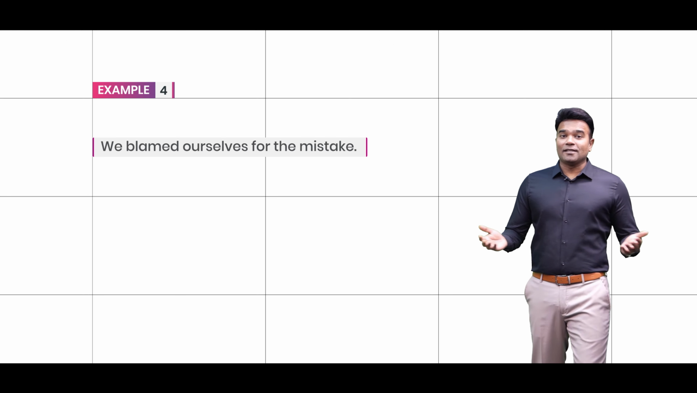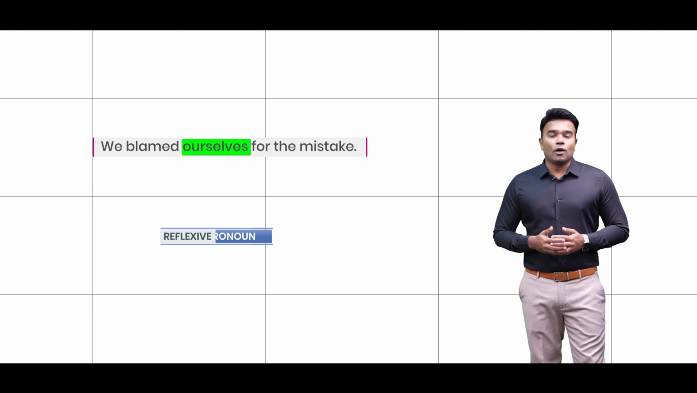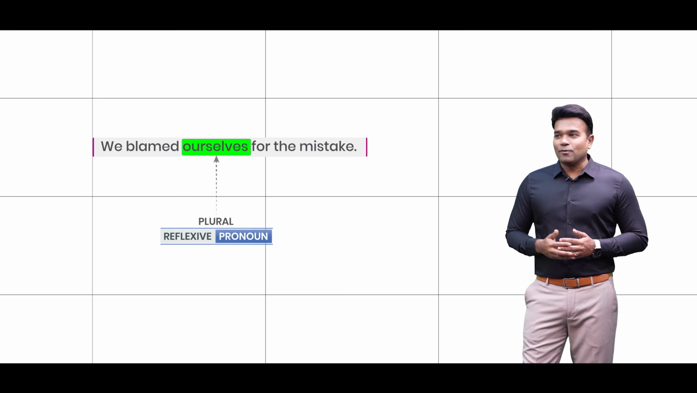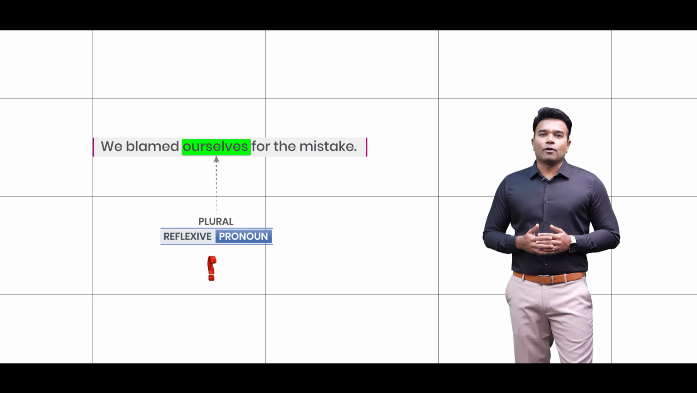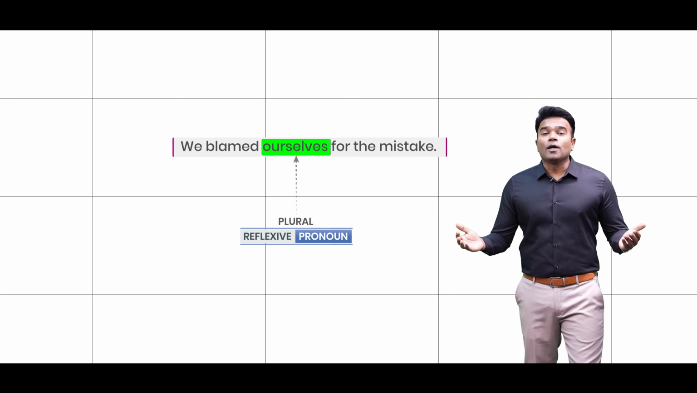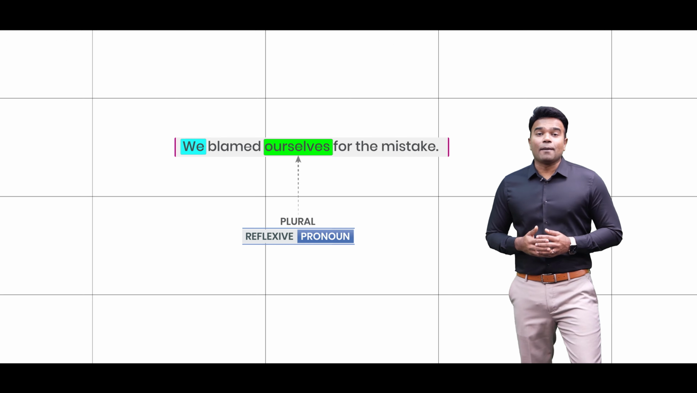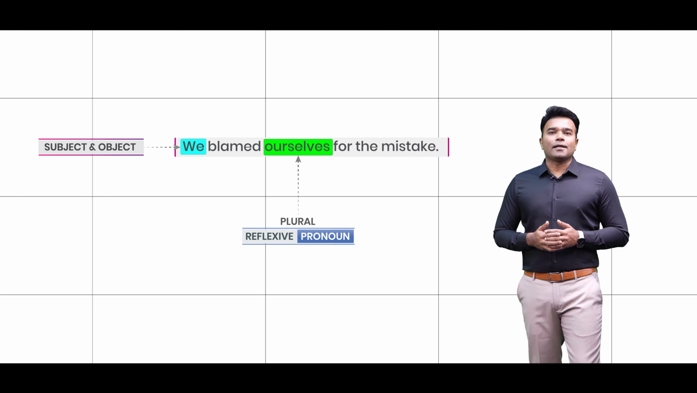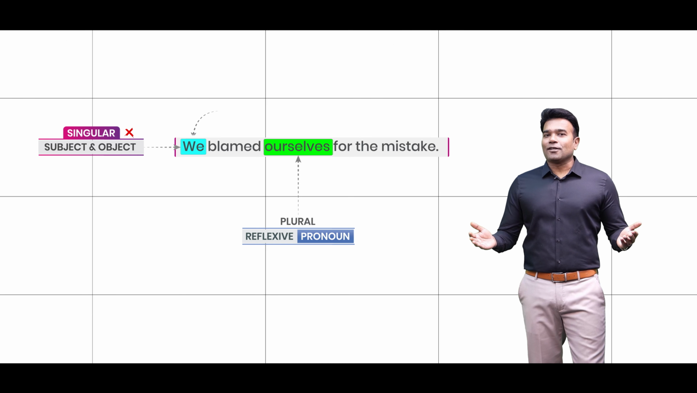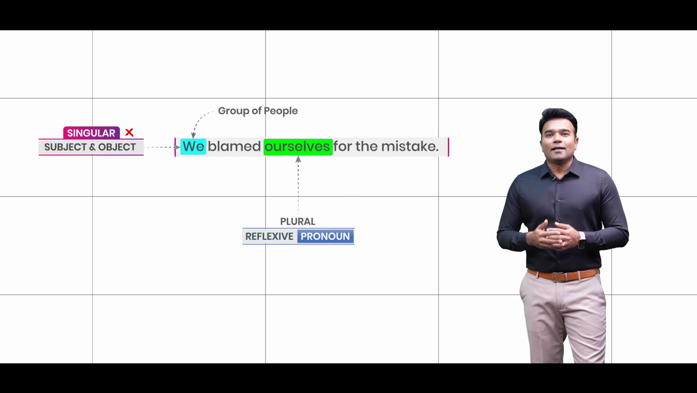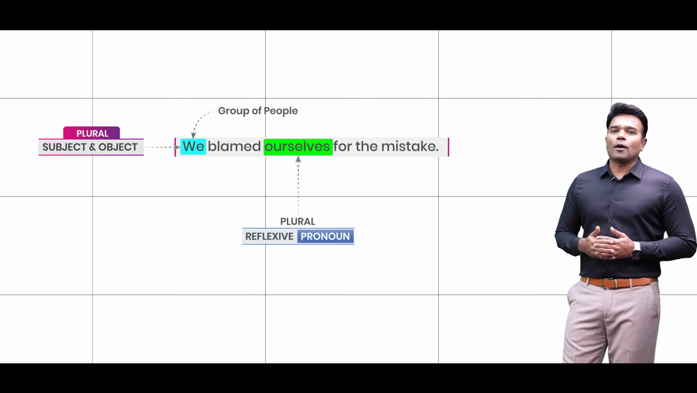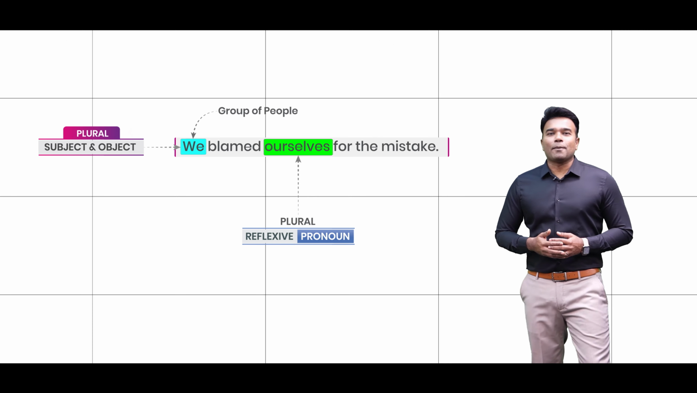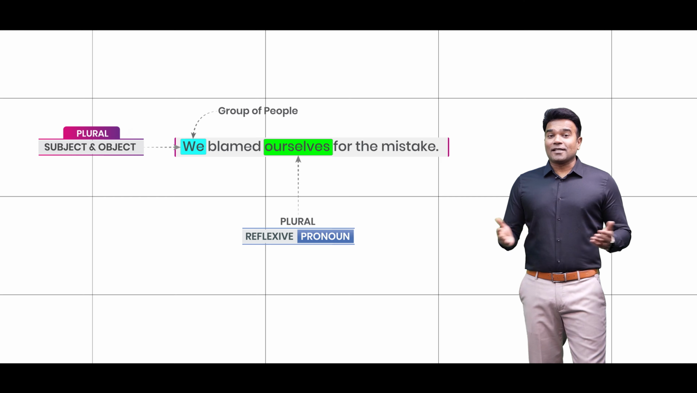Well, in this sentence, ourselves happens to be a reflexive pronoun, but it is not a singular reflexive pronoun. Rather, it happens to be a plural reflexive pronoun. But then, why is it that I have made use of the plural reflexive pronoun here? That's because the word we in this sentence happens to be both the subject and the object of the sentence, but you know that we definitely is not singular. We represents a group of people and hence it is categorized as plural. And since the subject and the object of this sentence happen to be plural, the corresponding reflexive pronoun also happens to be plural. Hope I am clear with this example.